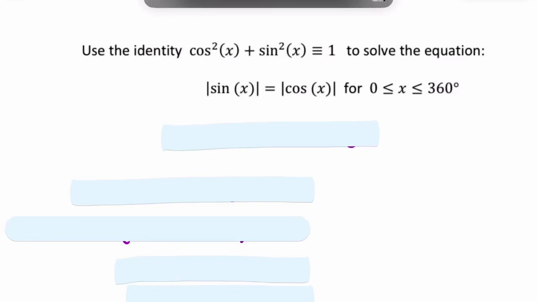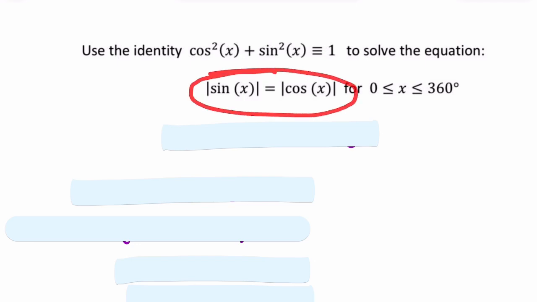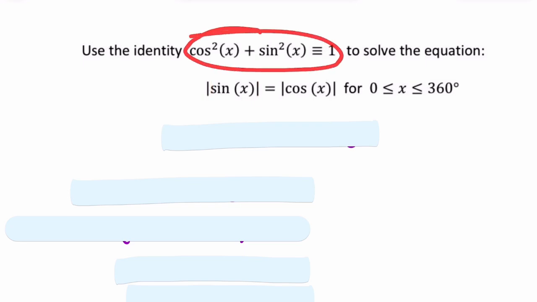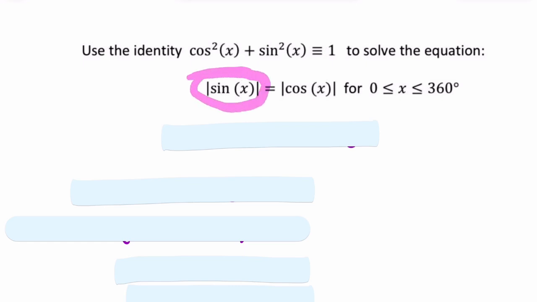Here we're given an equation to solve, and it involves modulus, and we're told how to solve it. We're told to use this identity. So rather than taking positive and negative, it looks like the question is suggesting that we use the trick of squaring both sides. So we take the left-hand side and we square it, and we take the right-hand side and we square that, and we make them equal to each other.